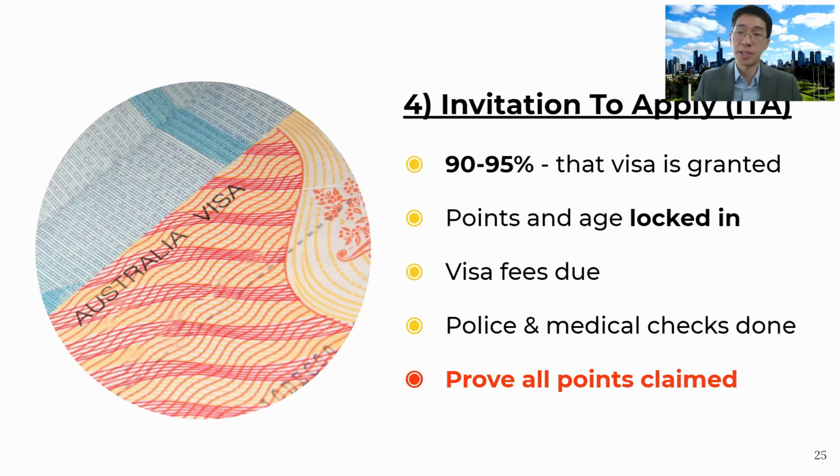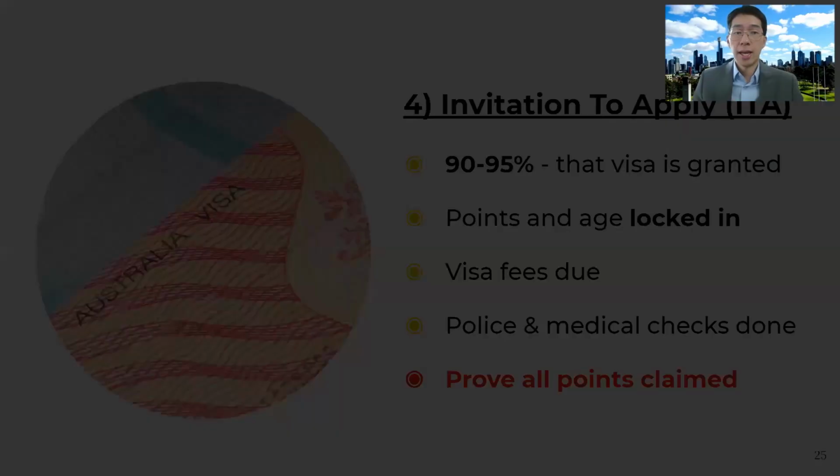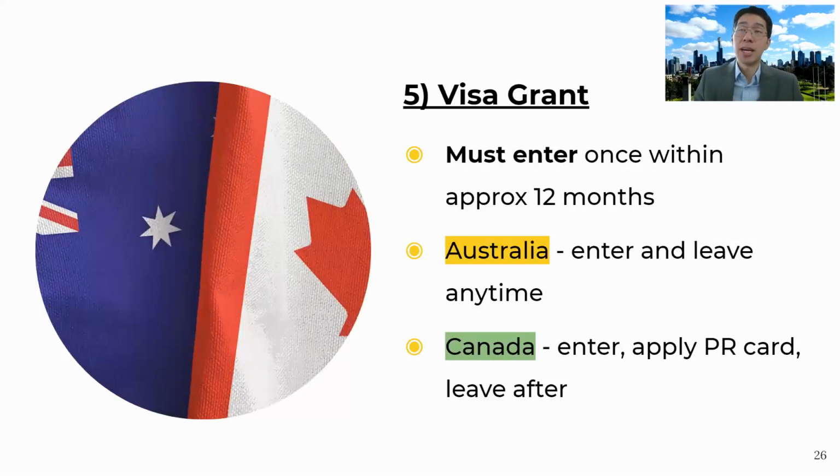You're pretty much near the final. This is the final stage of the application process. Prove everything you have. Police clearances for anywhere you've lived for more than 12 months in the last 10 years, and medical checkups as well. Everything is done here. And then finally, your visa is granted. Now, for both countries, you have about 12 months to enter. Sometimes it's slightly less, depends on a couple of factors, but typically it's about 12 months.